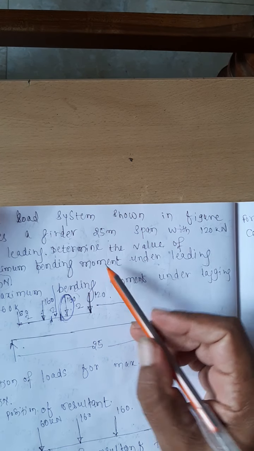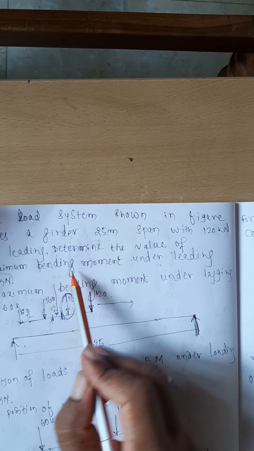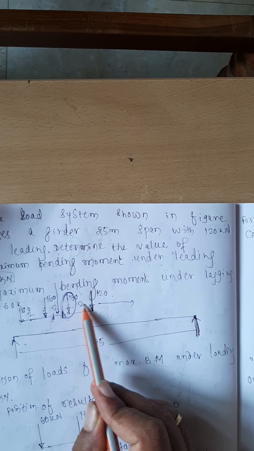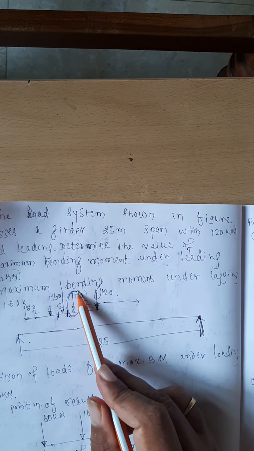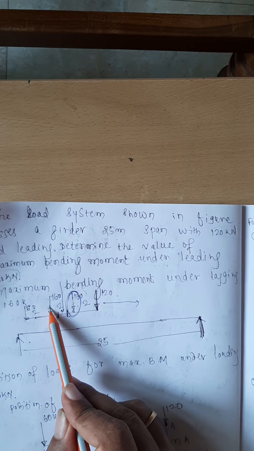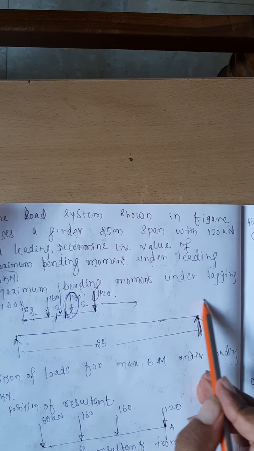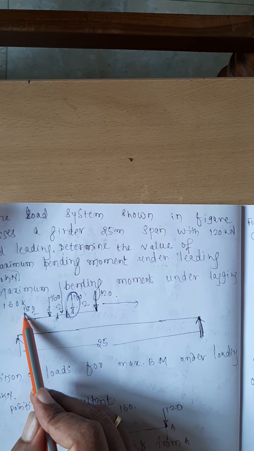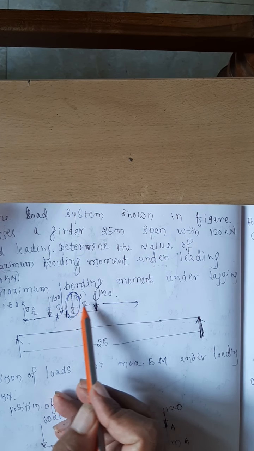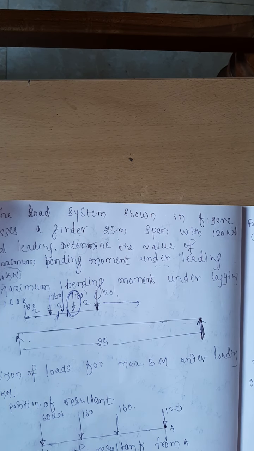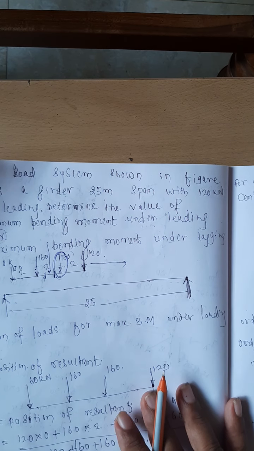explain step by step. First, he is asking maximum bending moment under the leading 160 kilonewton, means the load which is ahead. If the load moves like this, this is the leading and this is the lagging load. Usually, by default, we are taking from the left to the right, unless and until it has been specified that the load will move from the right to the left, right? So, okay, first, what is the first step?